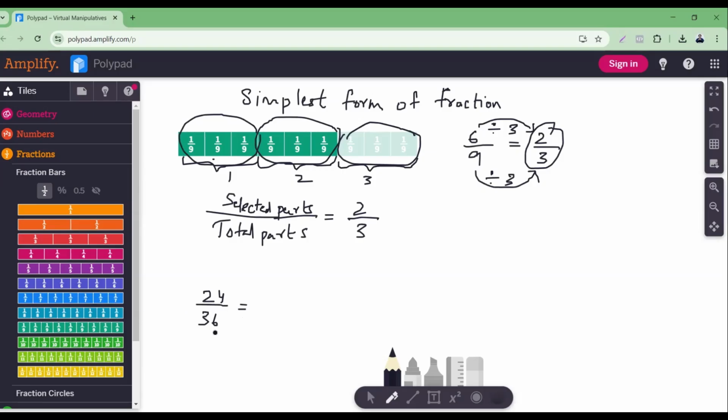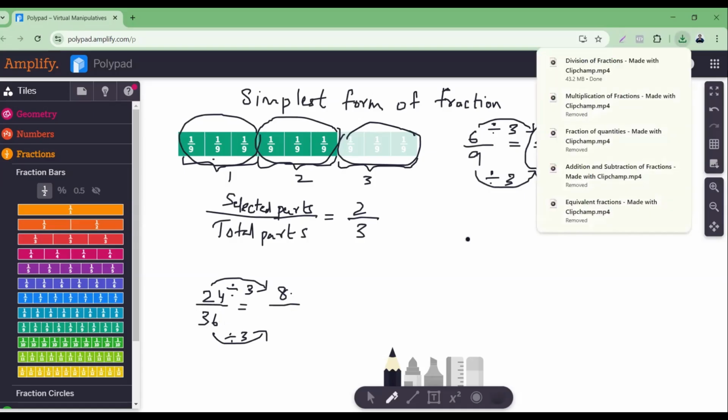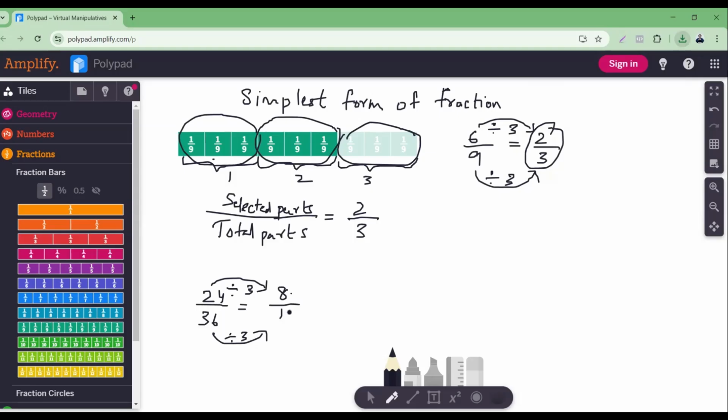Yes, I think so. Why? Because I can divide it by anything. The only condition is that I have to divide both by the same thing. If I am going to divide both by, say, 3, what will I get? 24 divided by 3 is 8, and 36 divided by 3 is 12.